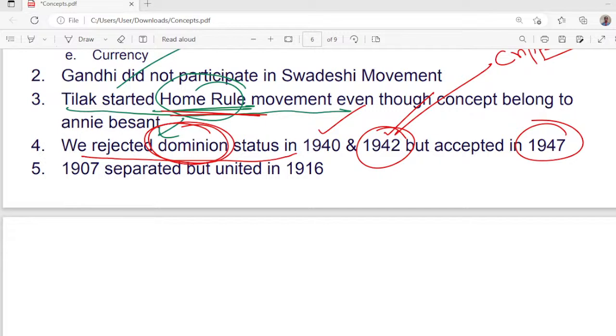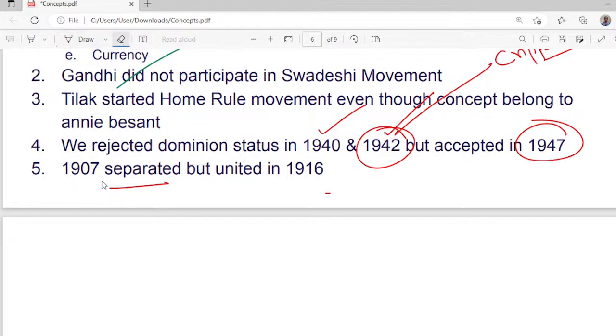1907, this separated but later united. What am I talking about here? In 1907 it was separated, but in 1916 it was united. What is that? Who will tell me? Okay, no problem if you don't know.